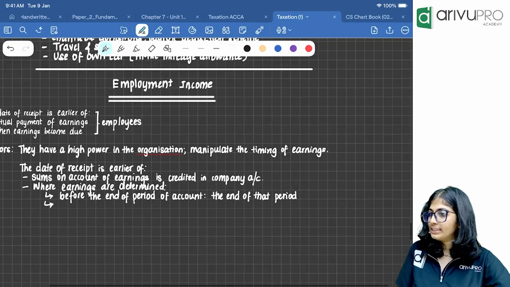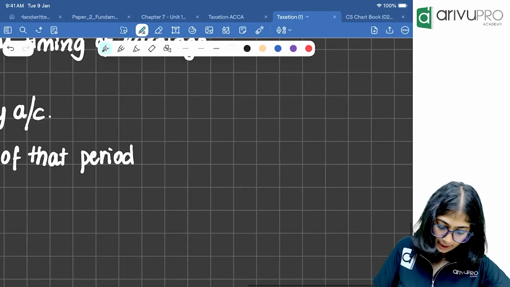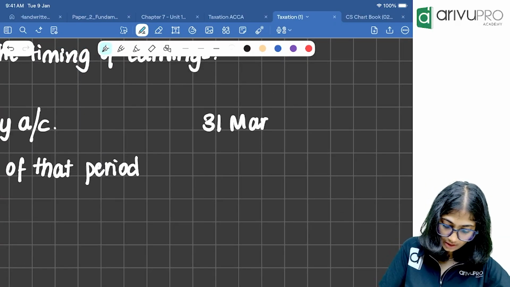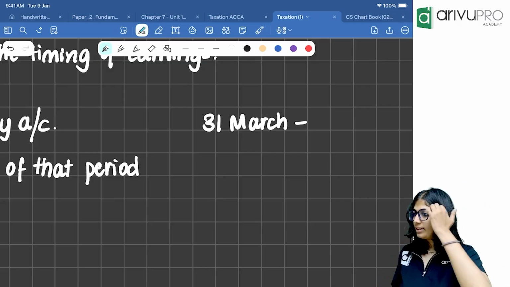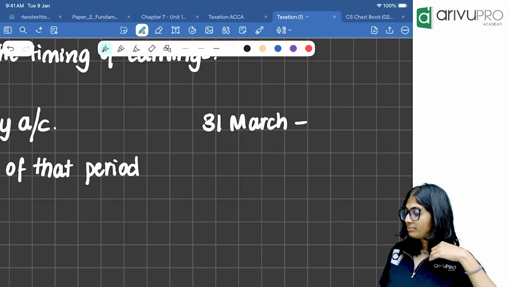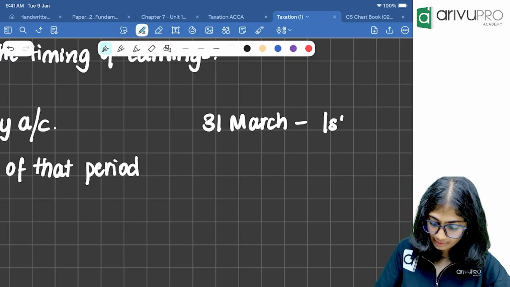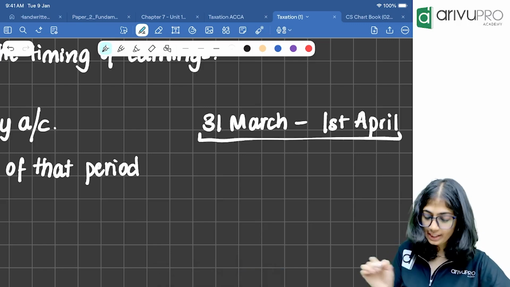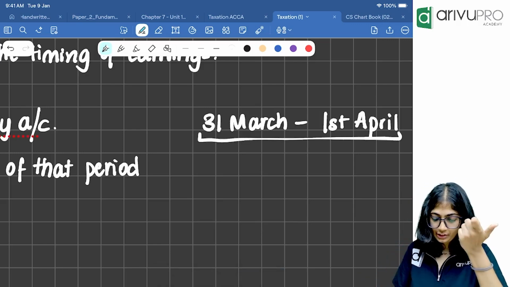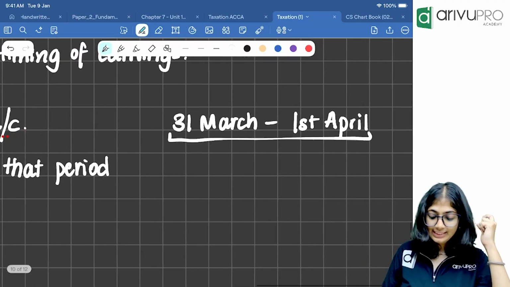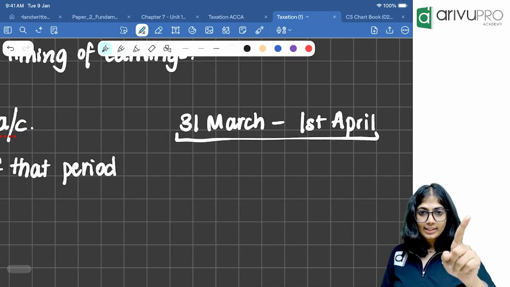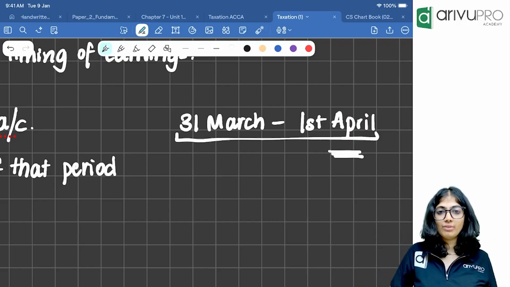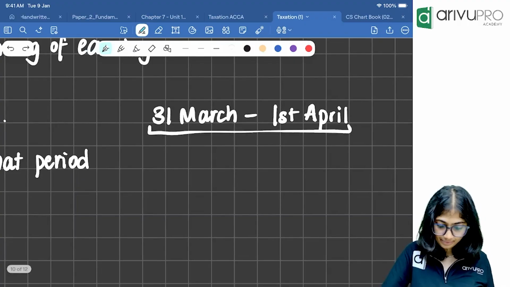But, for example, the period of account is from, let's say, 1st April to 31st March. Let's say our accounting year, that is period of account, is this. Let's say you are the director, and the earnings have been determined before the end of the period of account, that is before the end date.